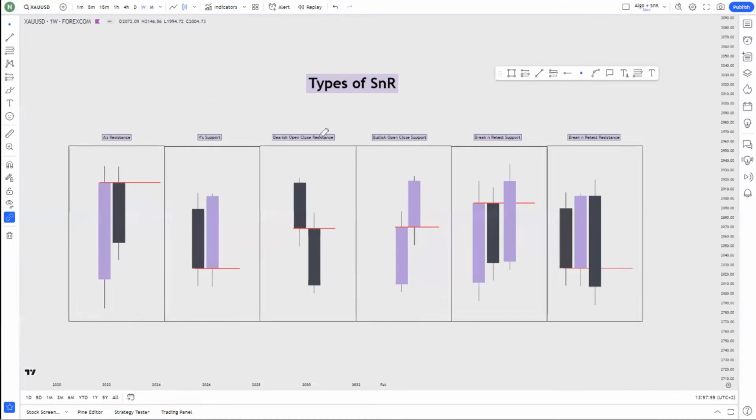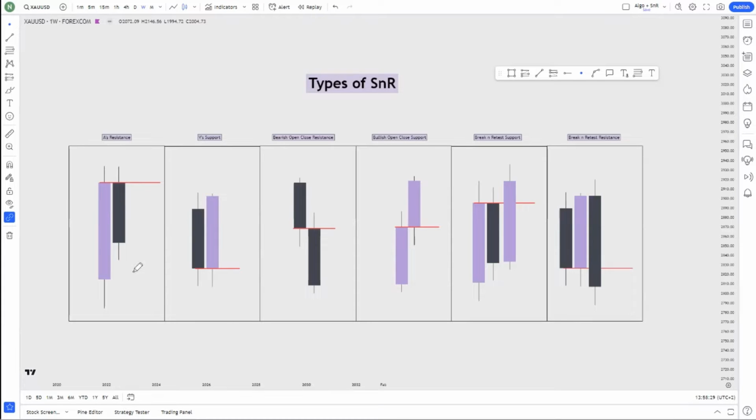The bearish open close resistance, the bullish open close support, then here we would have what? I guess it's a little bit redundant right here, because if it's a bearish open close, then it's obviously going to be resistance. Now you see that here, this is going to be a resistance right here. And this is going to be a support. This is a resistance right here, open close candle. This is going to be a support.